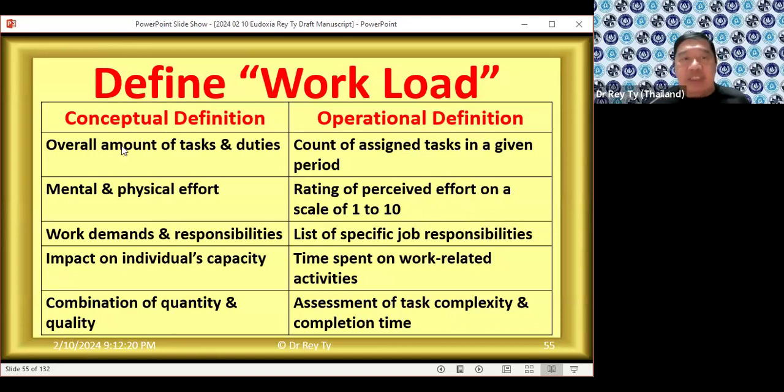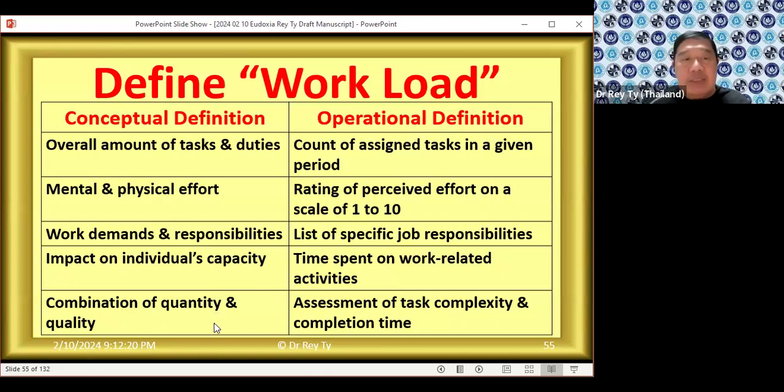You're measuring that. Conceptually, work demand and responsibility. But how do you measure it operationally? Give a list of specific job responsibilities, like 6 a.m. flag ceremony, 6:30 roll call, 7 o'clock open the gates, things like that. So they should be measurable. And then conceptually, impact on individuals' capacity. That's abstract again. For operational definition, time spent on work-related activities. Like 3 hours should be given to desk work, 3 hours for out of the office work, and 3 hours for off-campus work. So city visits and so on. So they are measurable in the operational definition.